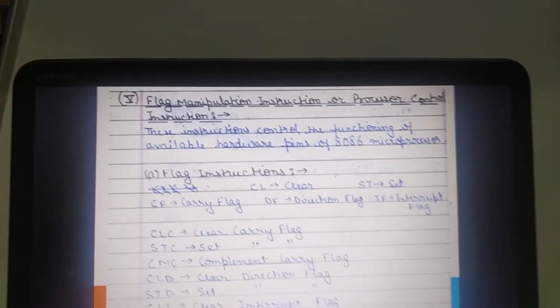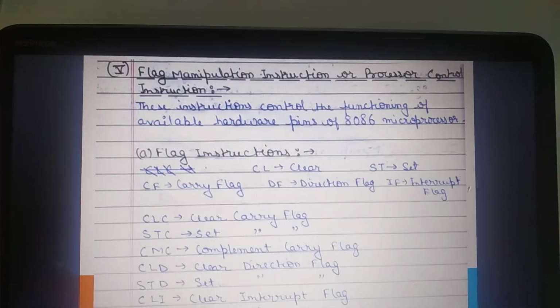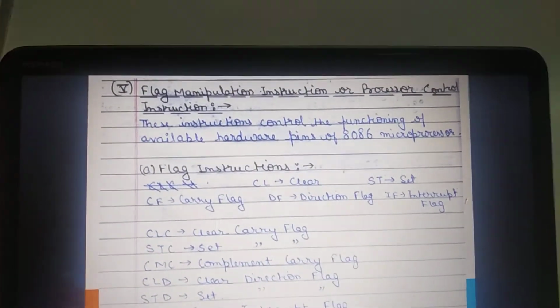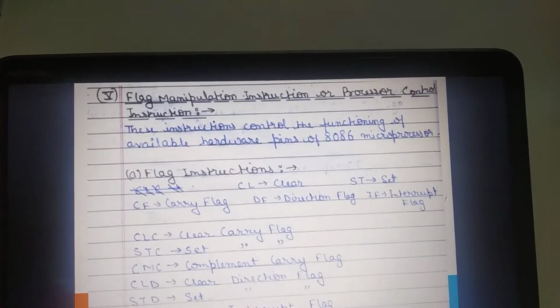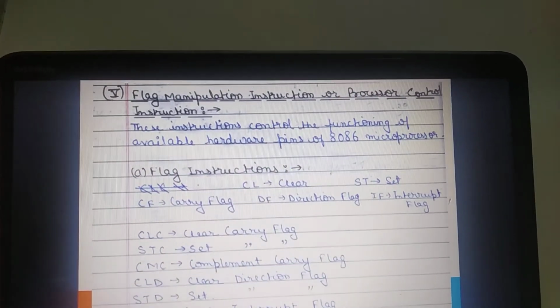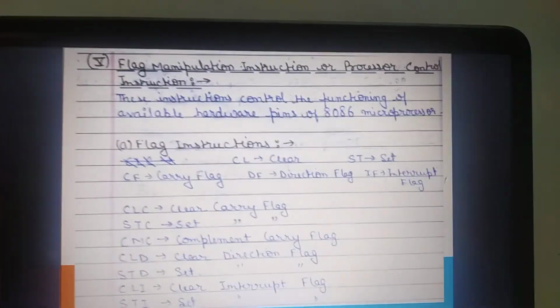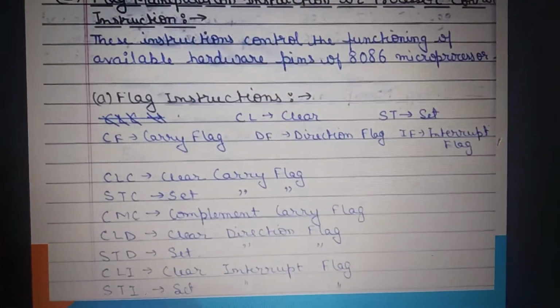CLD is used to clear direction flag. STD is used to set direction flag, and CLI instruction is used to clear interrupt flag. STI instruction is used to set interrupt flag. So these instructions are used to set or clear different flags available in the 8086.